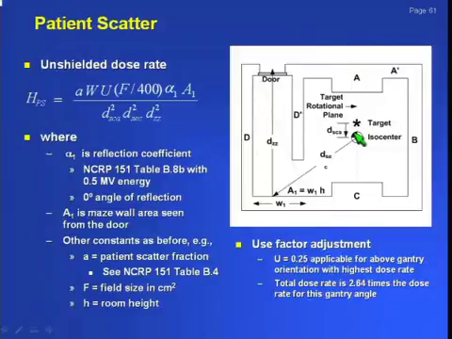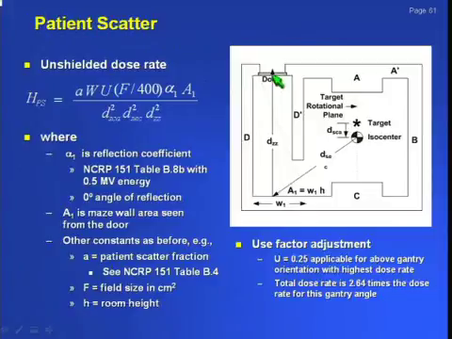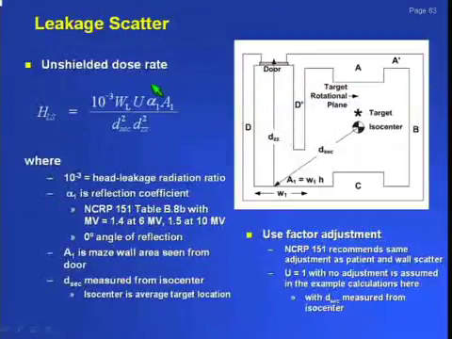Here is your patient scatter calculations. Obviously, we're assuming our patient is at isocenter, so our distance is measured from isocenter to the center of the wall area, or the point at which the direct line from the door, draw a line from the center of your door to the wall, and that is your distance that you're calculating, from that point back to isocenter. This is your formula for calculating patient scatter. Here is your data for calculating patient scatter.